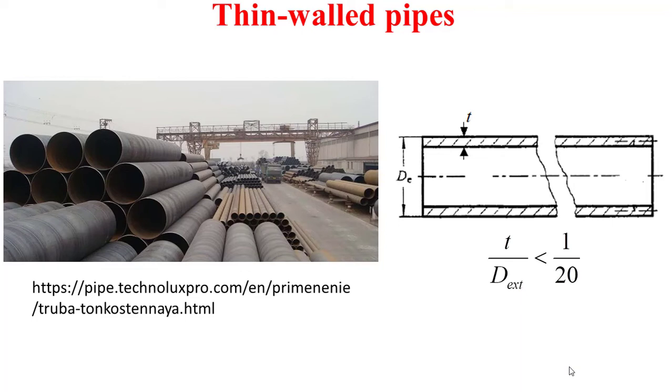The pipes, as you can see in the left picture, are considered thin-walled, or more simply thin pipes, when the thickness of the pipe divided by the external diameter, also called the outer diameter of the pipe, does not exceed 1/20. This is the condition of thin-walled pipes.